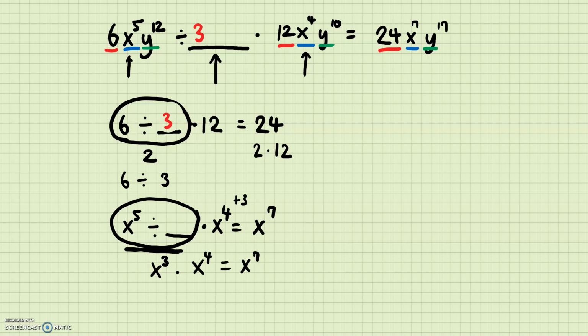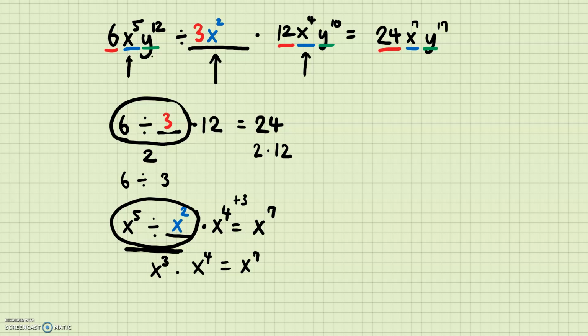So if this part is to be x cubed, x to the 5th divided by something gives us x cubed. What would that something be? And of course, that would be x squared, right? Because 5 minus 2 would give us 3. Okay, so our x part is going to be x squared.